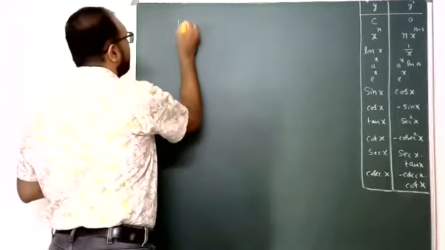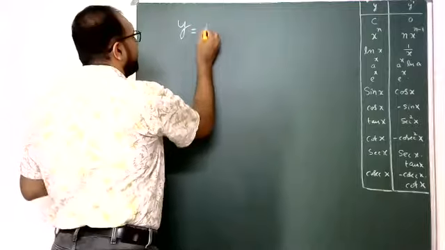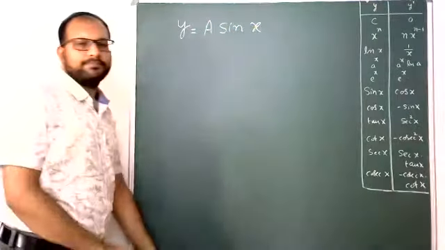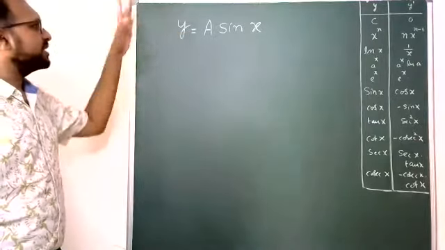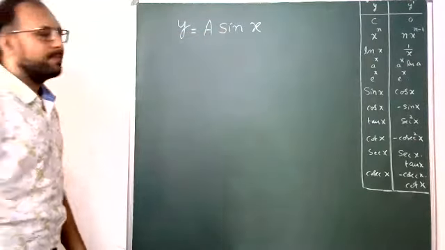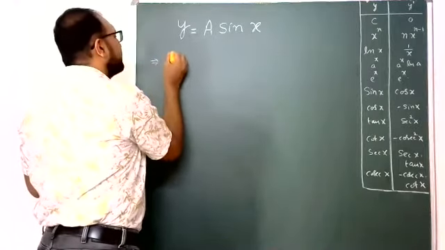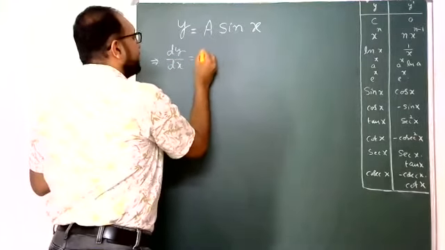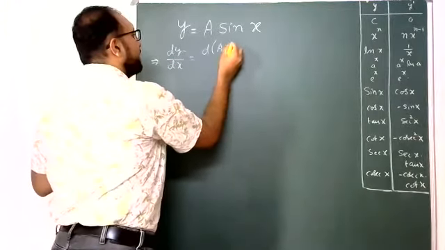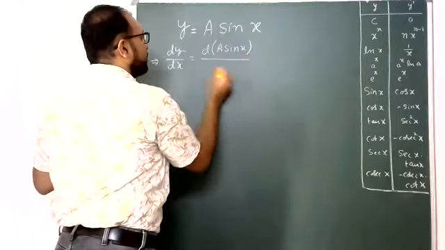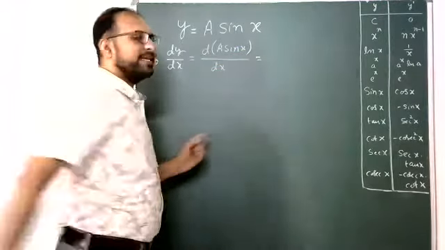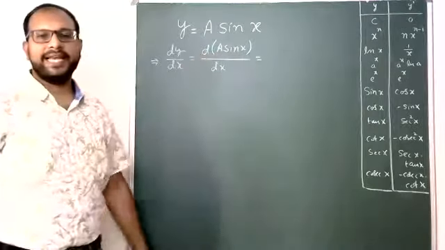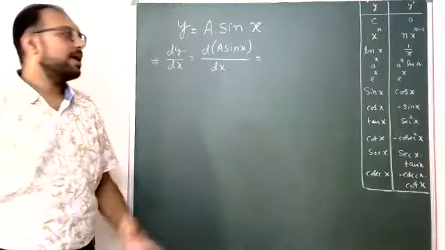Students, suppose one function, y equal to a sin x, a constant and x variable. What is the first derivative? That is dy by dx, derivative of a sin x with respect to x. Which principle here? Rule number 1: constant outside, derivative of sin x. Derivative of sin x, you know, is cos x.